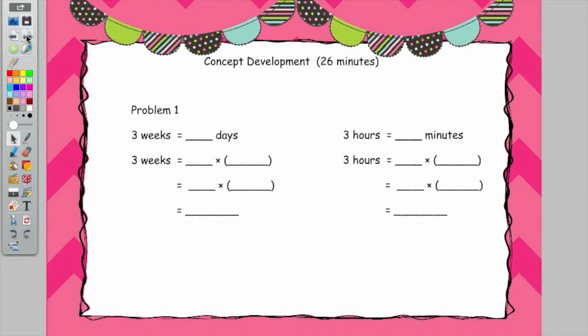All right, so the first question is, how many days are in 3 weeks? 7. Somebody tell me the answer. 21. Okay, we got the answer out of the way. Now for the strategy. Okay?